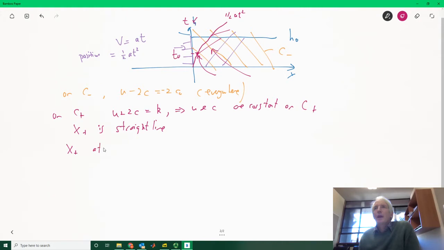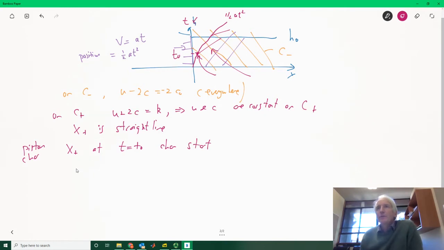At T equals T naught, the characteristic starts. So this is the X plus, the piston characteristic, the characteristic that comes off the piston. That's the one we're interested in. These ones that come out here we're not interested in, because one of them is going to come up here and hit the one coming from the piston to form a shock, but we'll come to that in a second. So at T equals T naught the characteristic starts. What happens there?